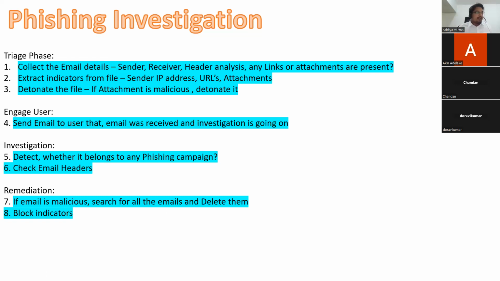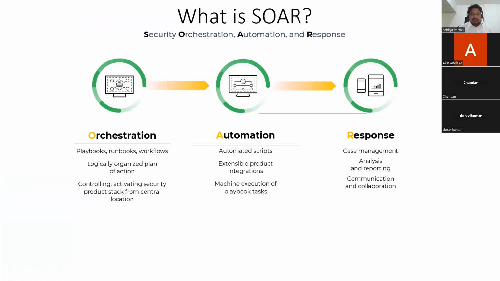Okay. Let us go further and understand what exactly SOAR is. If anybody doesn't know, SOAR is nothing but security orchestration, automation, and response. It has three major pillars. The first one is orchestration, like we discussed earlier with the incident response steps: what step-by-step procedure a SOAR solution has to follow. That we call orchestration.